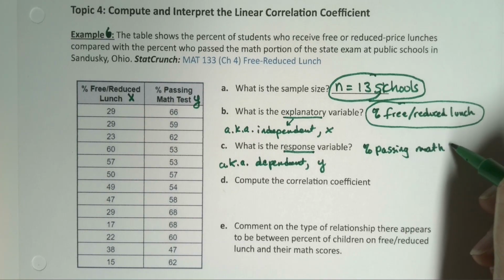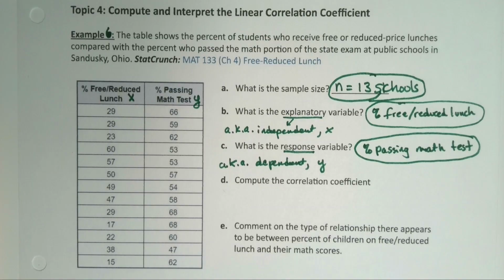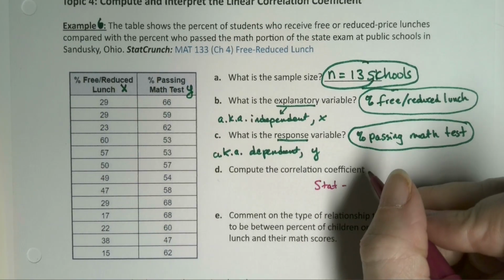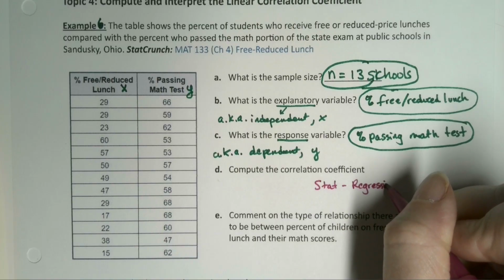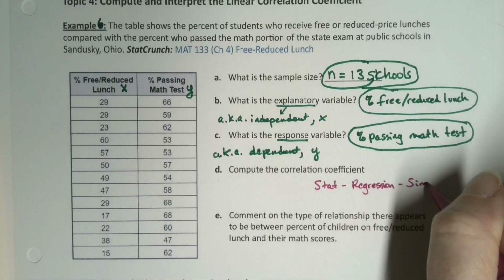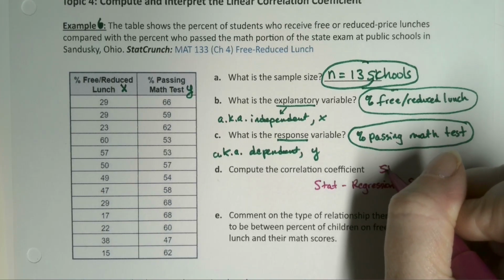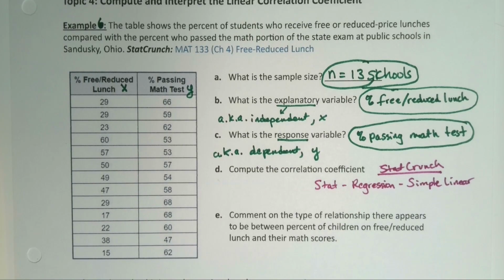All right, now it's time for us to actually find that correlation coefficient. Okay, so how do we do that? Well, we do it the same way we do everything in Chapter 4, which was we're going to go to Stat, Regression, Simple Linear. It's that path for StatCrunch for this entire chapter. So that's your StatCrunch path for all of Chapter 4. All right, so let's go do that.